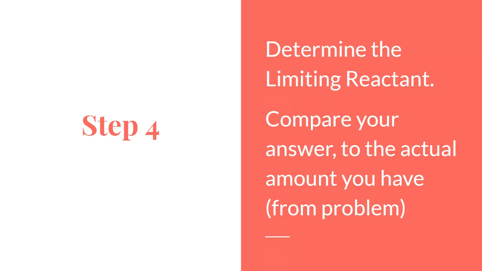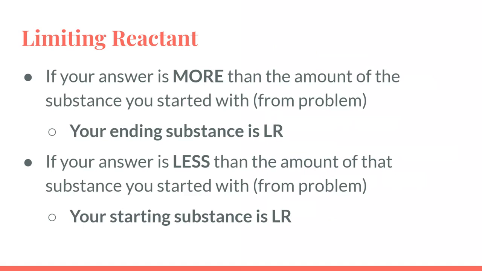The next step is to use that number that we just calculated and look back into the problem to actually determine the limiting reactant. Now, if your answer is more than the amount of the substance you started with from the problem, then your ending substance is the limiting reactant. If your answer is less than the amount of that substance you started with from the problem, then your starting substance is your limiting reactant.